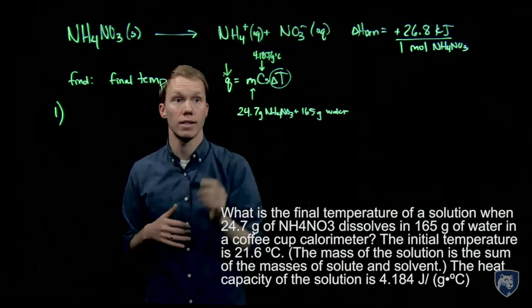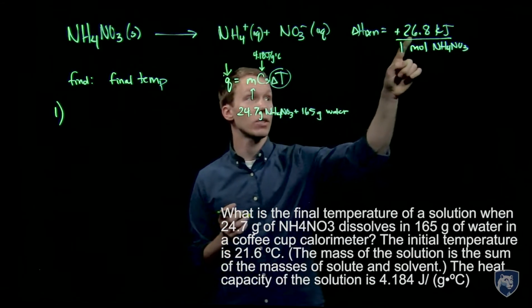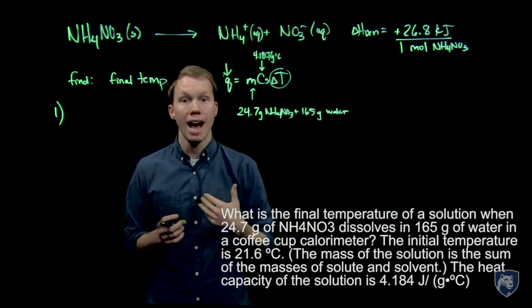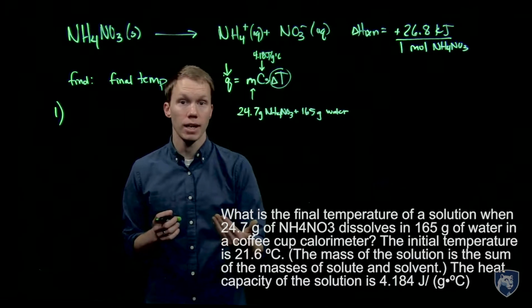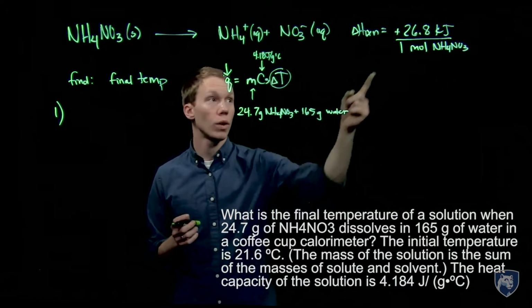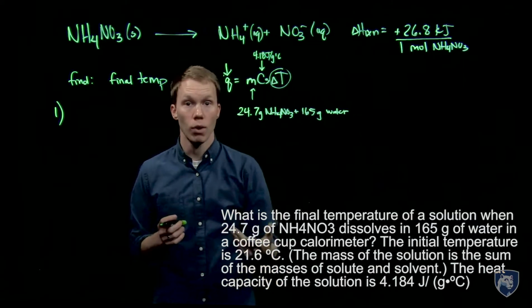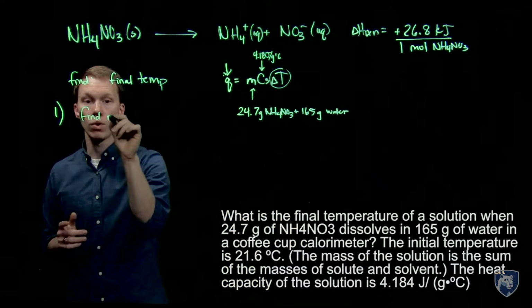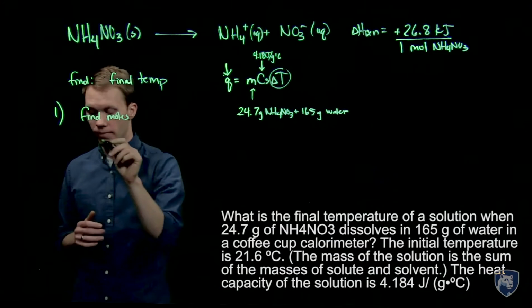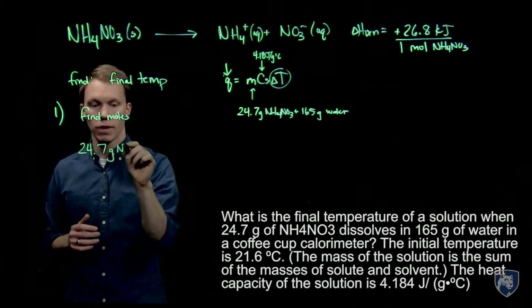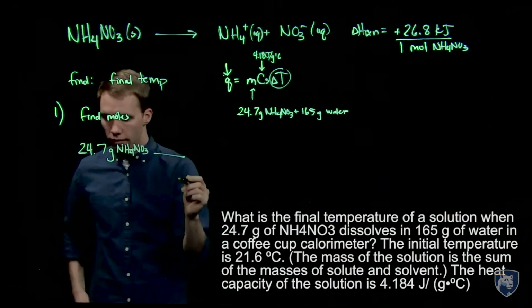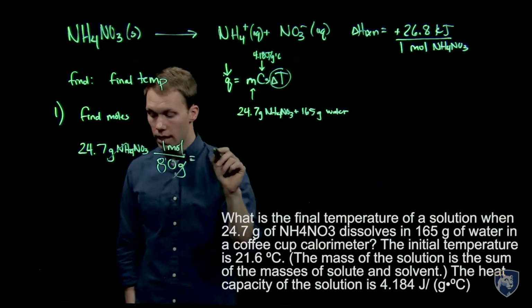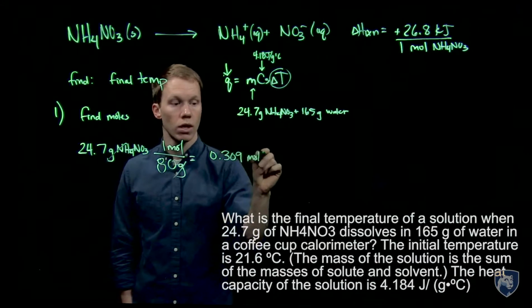The only other thing we need to know is the heat. So the heat of reaction here is 26.8 kilojoules per 1 mole of ammonium nitrate. So we need to know how much ammonium nitrate is reacting, because if we don't have 1 mole, we're not going to get this much heat out. If we have more than 1 mole, we're going to get more than that amount of heat out, right? So the first thing I need to do is find moles that are reacting here. So I have 24.7 grams of the ammonium nitrate, and we're going to divide that by the molar mass, which calculates to 80 grams per mole. And so that gives me 0.309 moles of ammonium nitrate.